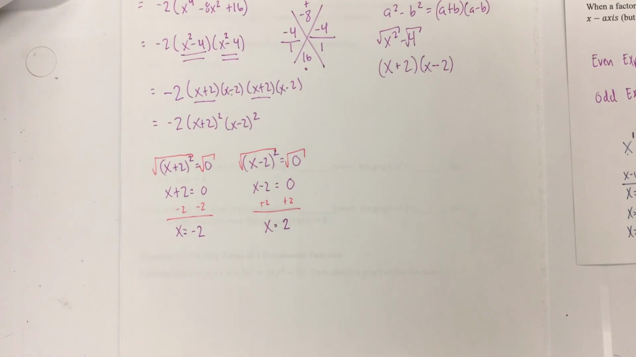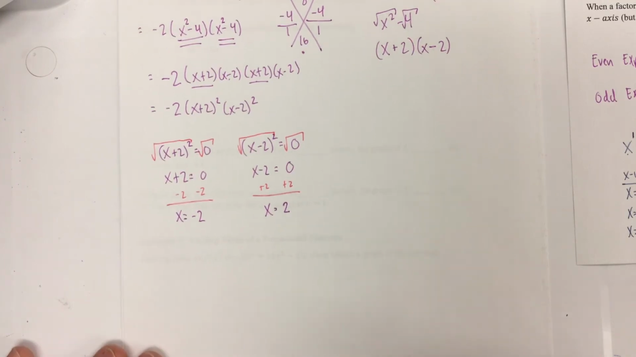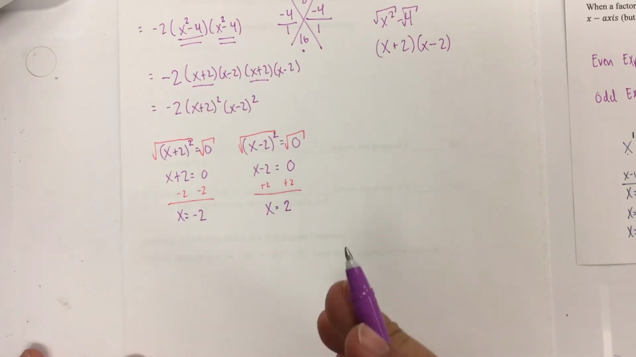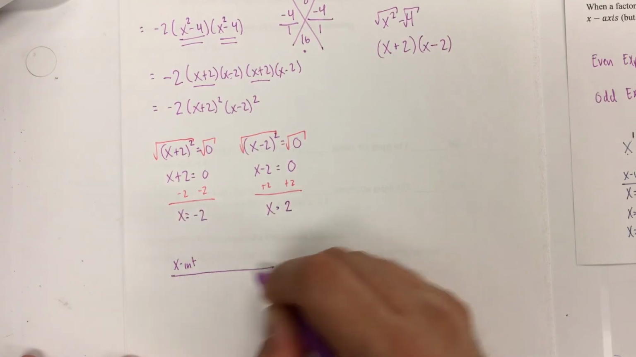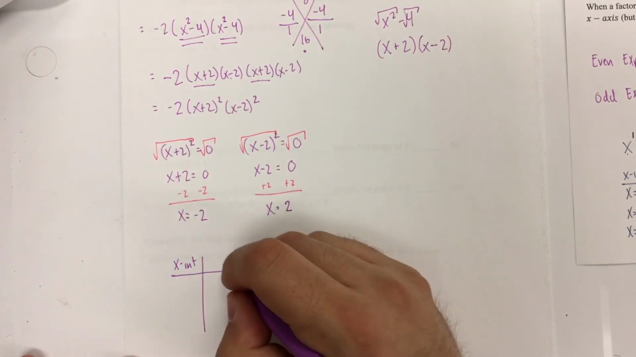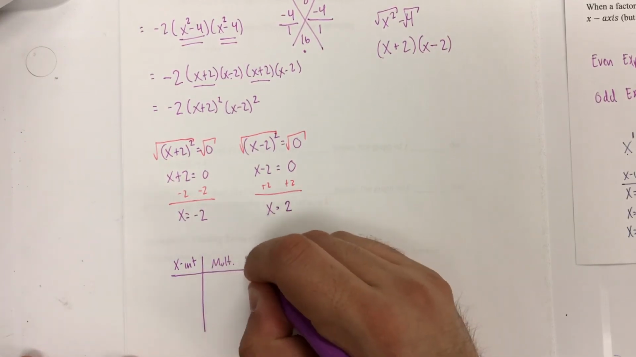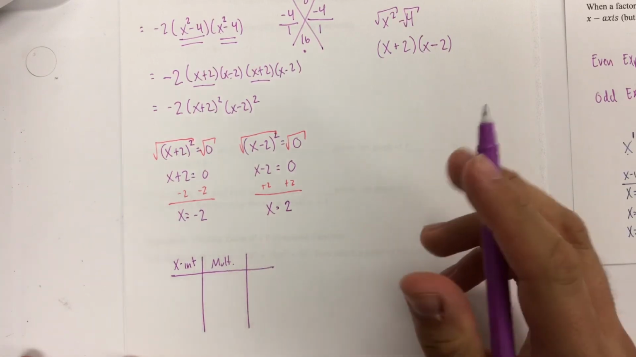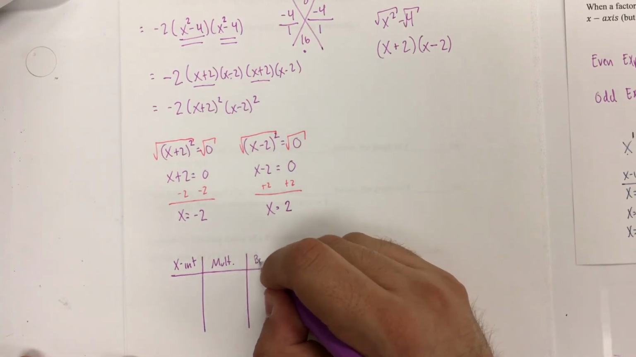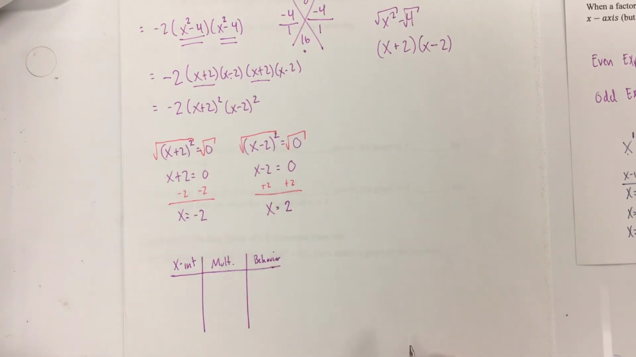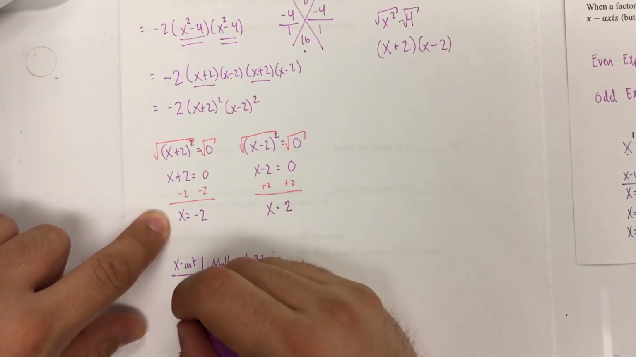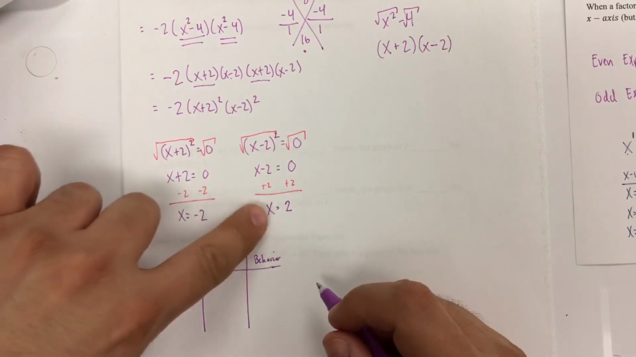All right, last but not least, let's go ahead and graph this. Let's go with the x-intercepts first: my x-intercepts, my multiplicity, and my behavior at the x-axis. Okay, so I have two solutions. My first one is at x equals negative 2, and my second one is at x equals 2.